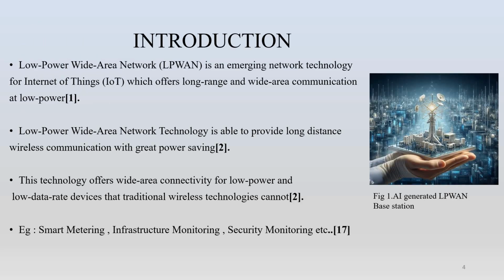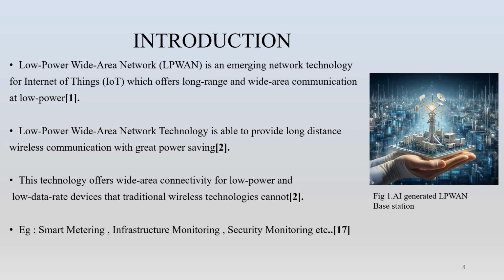So, coming to the introduction part, LPWAN, as the name suggests, offers a unique blend of low power consumption and an expansive range, making it a key enabler for a multitude of applications in diverse sectors. It is a wireless wide area network technology that interconnects low bandwidth, battery powered devices with low bit rates over long ranges. So, there are a few examples: smart metering, infrastructure monitoring, and security monitoring.